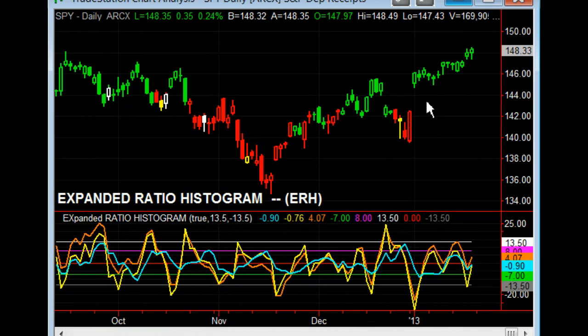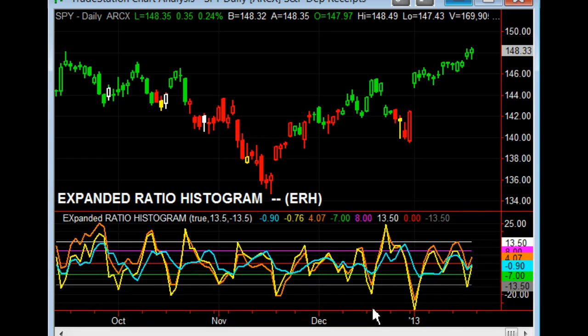Moving on, we move into the expanded ratio histogram. And the expanded ratio histogram, probably one of the more complex indicators that you'll find. It's an oscillator in general. It also gives us an example of market flow, and whether or not the market is moving in a neutral or exaggerated state. And so while it appears to be bound top and bottom, there is no limit to its upside or downside.